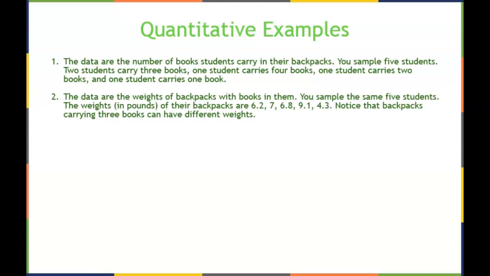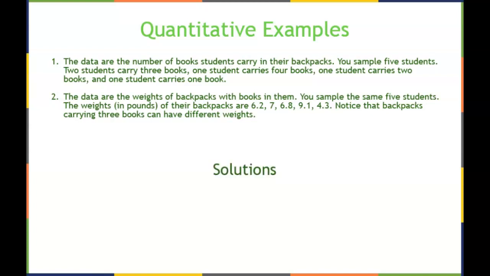The data for the second example are the weights of the backpacks with the books in them. You sample the same 5 students and weigh their backpacks, and you get 6.2, 7, 6.8, 9.1, and 4.3. You notice that the backpacks with 3 books have different weights. Would this be discrete or continuous?